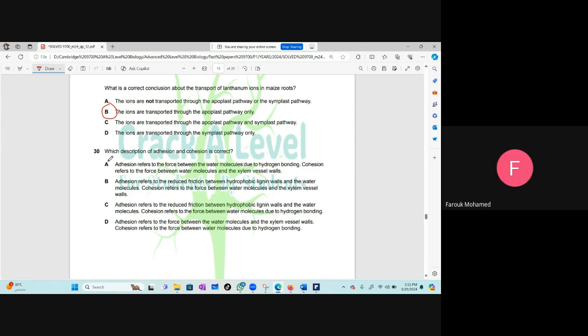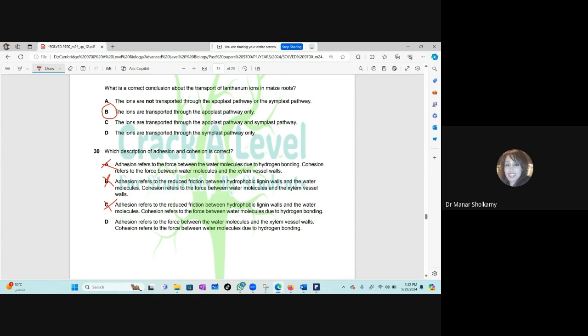No. No, A is wrong because cohesion is not between water and xylem. Adhesion refers to the reduced friction. Is B right? No, it's got nothing to do with friction. C, adhesion refers to the reduced friction again. No. D, adhesion refers to the force between the water and the xylem, and the cohesion refers to the force between the water molecules themselves due to hydrogen bonding.